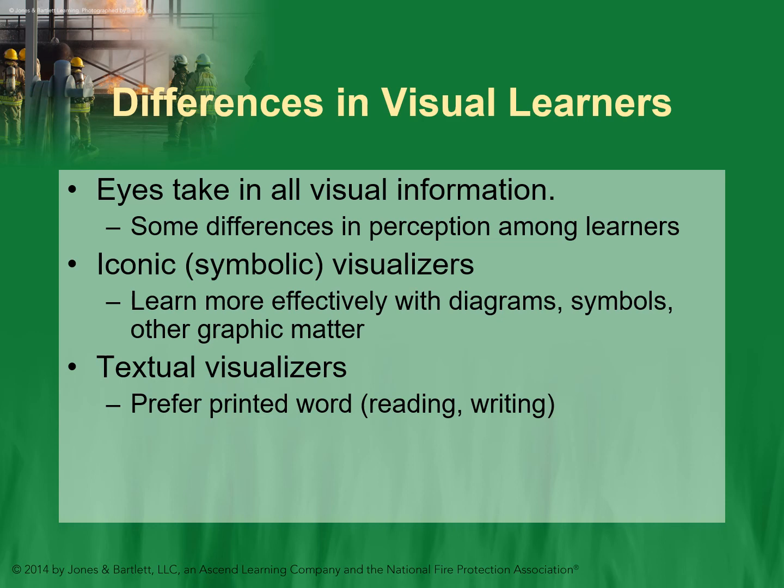With visual learners, there are some differences. The eyes take in all the visual information. There may be some differences in perception among learners. Iconic or symbolic visualizers learn more effectively with diagrams, symbols, or graphic type material. Textual visualizers prefer printed words, so reading and writing helps them out.